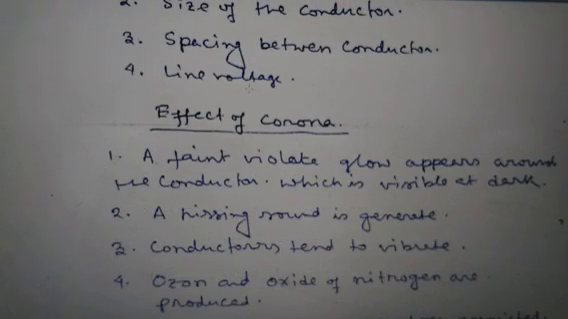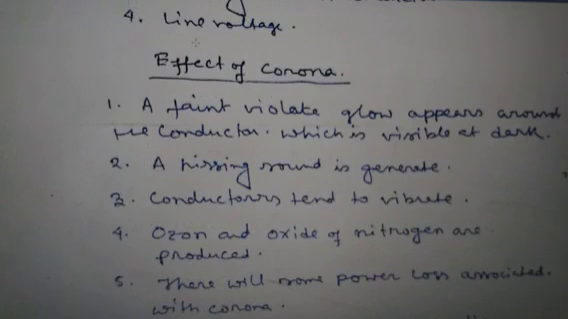The line voltage greatly affects corona. If it is low, there is no change in the condition of the air surrounding the conductors and hence no corona is developed. However, if the line voltage has such a value that the electrostatic stress developed at the conductor surface makes the air around the conductor conducting, corona is developed. Now, the effect of corona. There are some effects due to the corona.